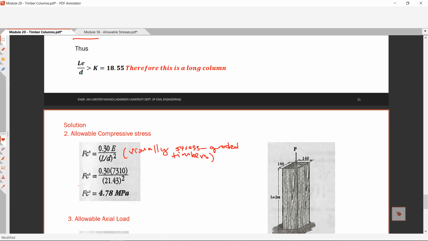Okay, so kung mapapansin nyo class, lumiit yung compressive strength natin. So hindi niya na-reach yung full capacity. Ayan. So tingnan nyo class, yung FC mo ngayon na gagamitin is 4.78 megapascal.